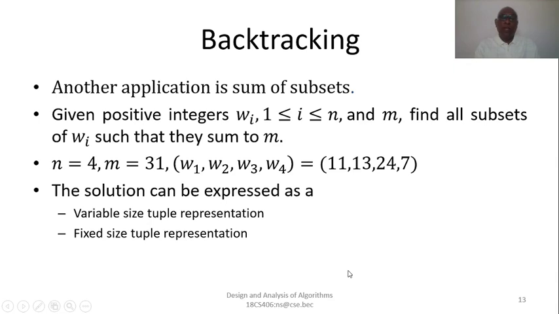The solution can be expressed in two ways. You can represent the solution as a variable size tuple, or you can represent the solution as a fixed size tuple. So this is another aspect of backtracking, in representing the solution: variable size tuple representation and fixed size tuple representation. Now let's see.